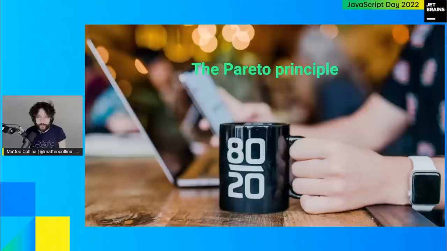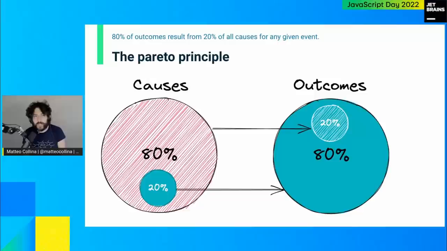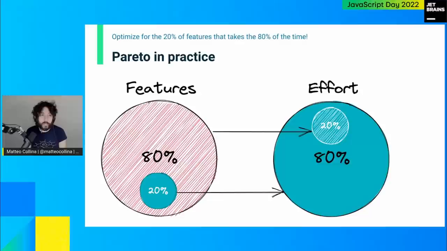Well, let's talk about Pareto. Pareto was a phenomenal mathematician, but also the one that gave us the Pareto principle. He came from Italy, of course. Why should we not talk about Pareto? The Pareto principle tells us that 80% of the outcomes result from 20% of all causes for any given event. Basically, given a certain amount of causes, you get the outcomes. But how does it relate to software development at all? Well, let's consider it this way.